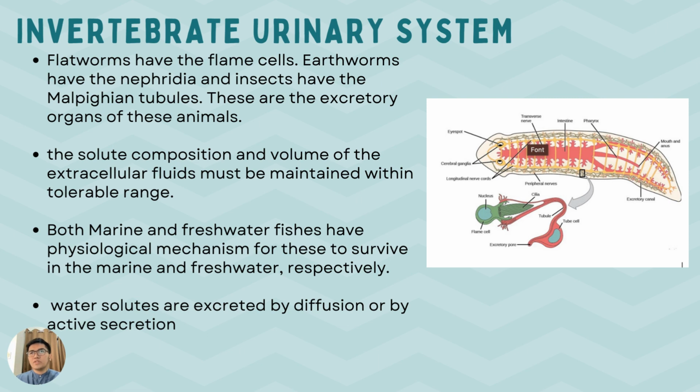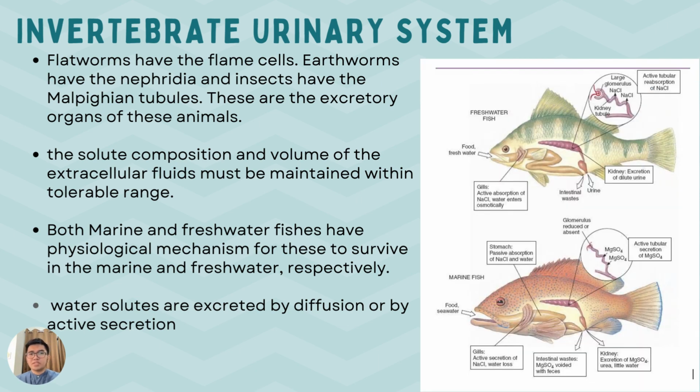The solute composition and volume of the extracellular fluids must be maintained within the tolerable range. Both marine and freshwater fishes have the physiological mechanism for this to survive in the marine and freshwater respectively. As you can see, we have the freshwater fishes and the marine water fishes. Water solute are excreted by diffusion or by the active secretion.